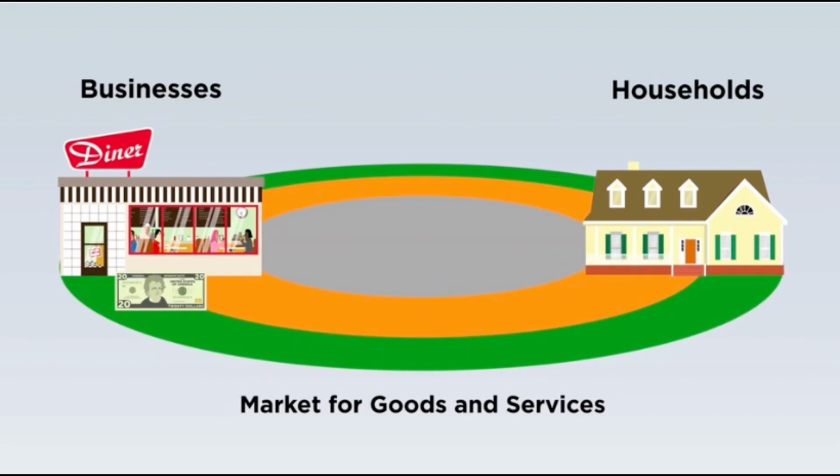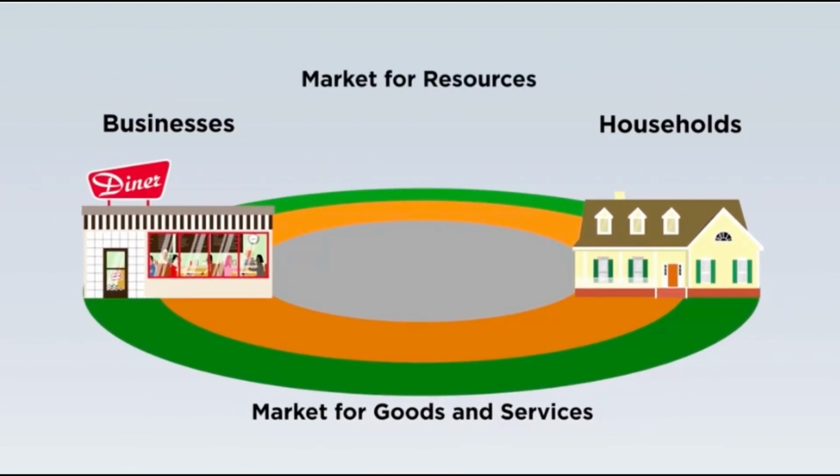In short, the market for goods and services is simply where the goods and services produced by businesses are bought. So in the market for goods and services, businesses sell goods and services, and households buy goods and services. Products flow one way, and money flows the other. Let's step back and notice a few things about the circular flow model. First, it shows how businesses and households interact in the two markets, the market for resources and the market for goods and services. Notice that households and businesses are both buyers and sellers.